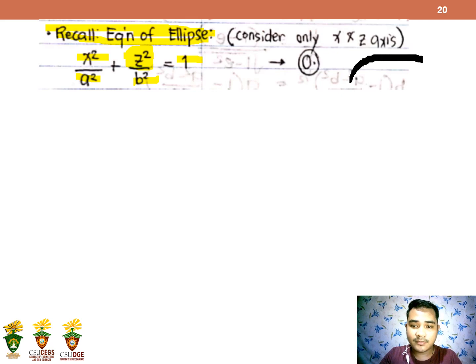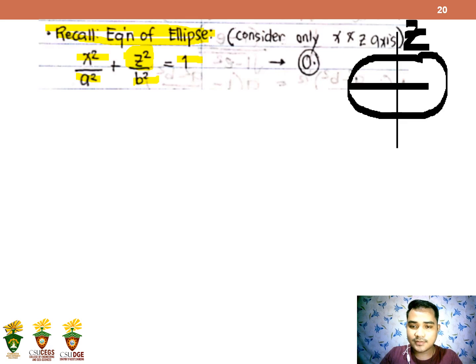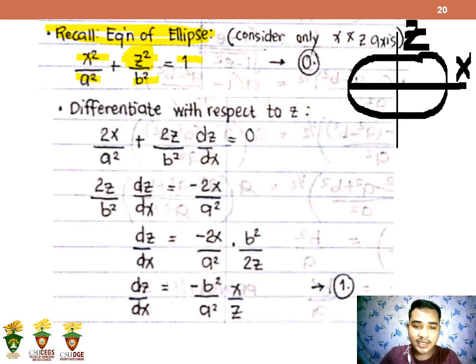So let us recall from the previous slide that I discussed with you, if we have an ellipse in side view, this one is the z axis and this one will be the x axis. So that is why instead of y we used z. Next, we are going to differentiate. By the way class, we are going to denote this equation as equation 0, and differentiate this equation with respect to z.